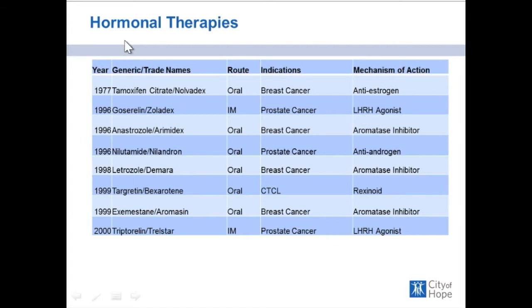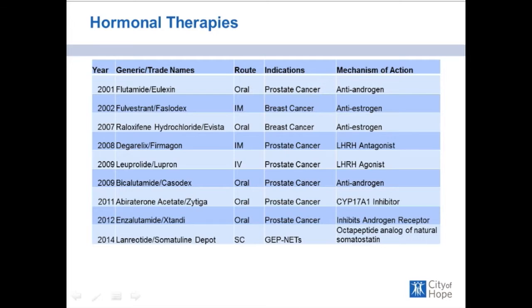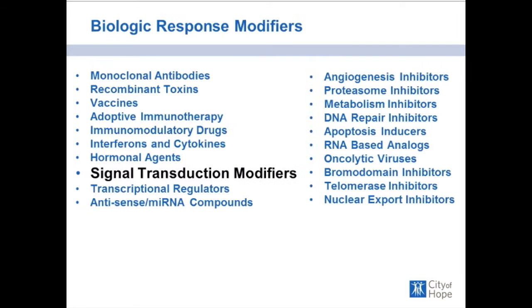The mother of all hormone therapies is tamoxifen, used for breast cancer as an anti-estrogen. You see here some of the drugs that have been used in both breast and prostate cancer, either to shut off hormone production or block it at the receptor level. Targretin here is a rexinoid used in cutaneous lymphomas that binds to the retinoic acid receptor, and there's a whole slew of second and third generation hormonal agents that you're going to hear about in the individual presentations.